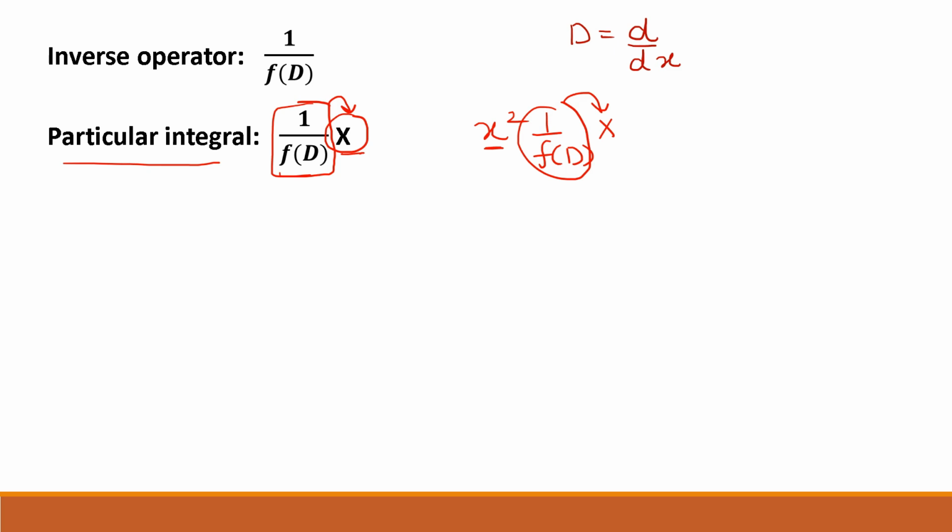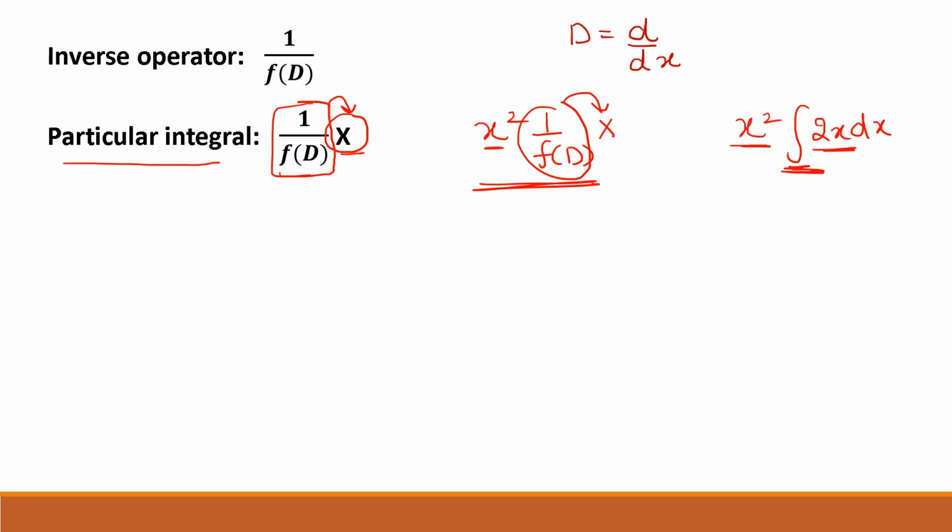This is similar to this. For example, if I have x square integration of 2x dx, this integration will be applied over 2x. It will not affect this x square. Same thing is applied here also. So positioning is very important, and this operator is just like the integral, integration or derivative.